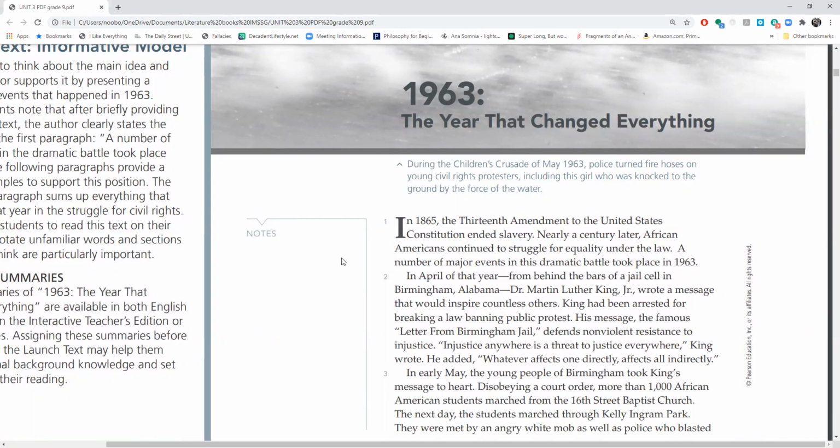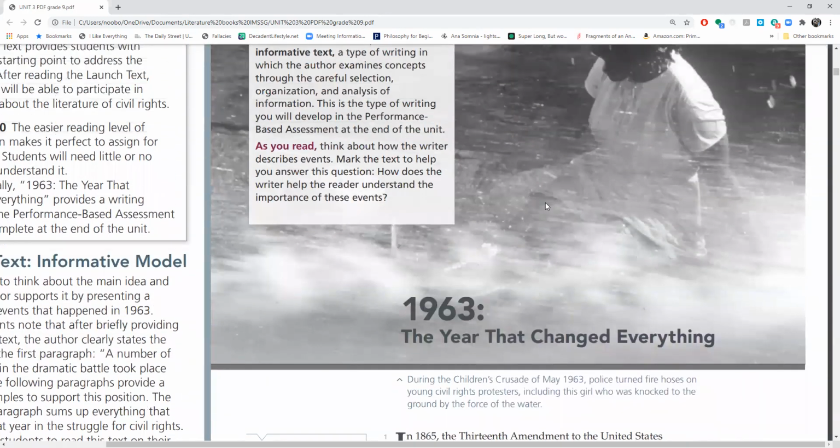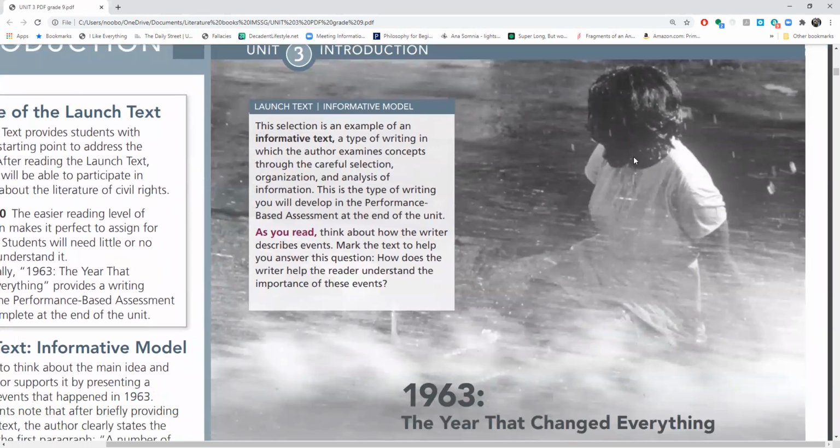1963, the year that changed everything. During the Children's Crusade of May 1963, police turned fire hoses on young civil rights protesters, including this girl who was knocked to the ground by the force of water. This is the picture that we're talking about here.